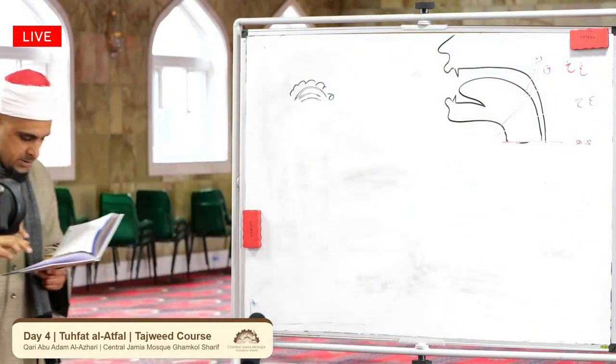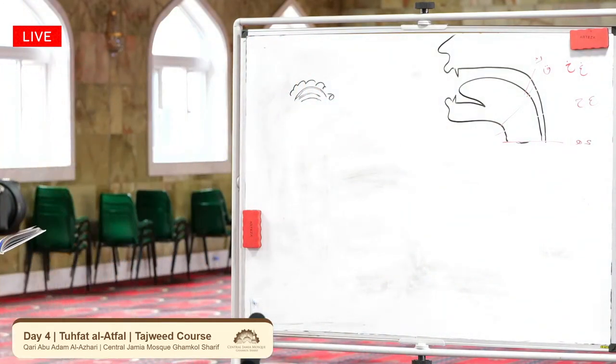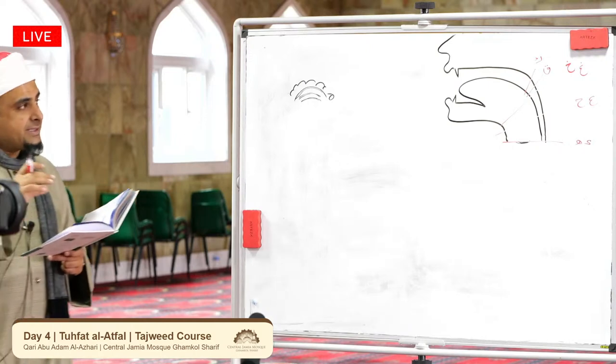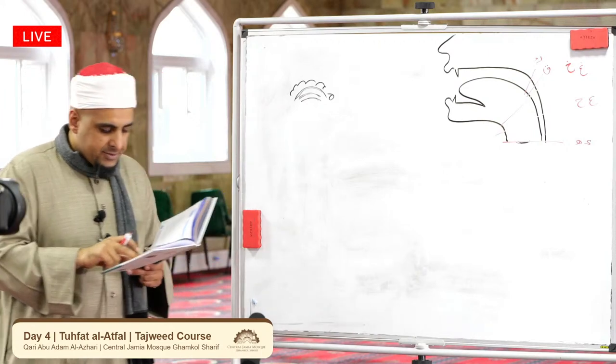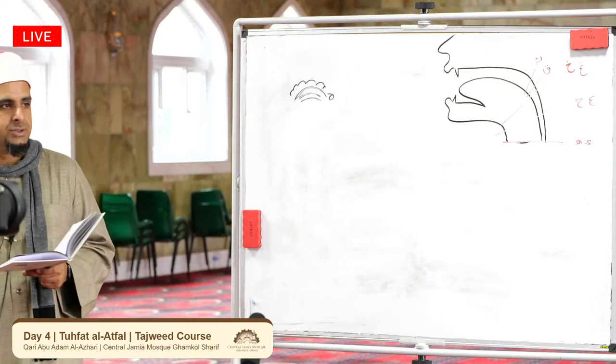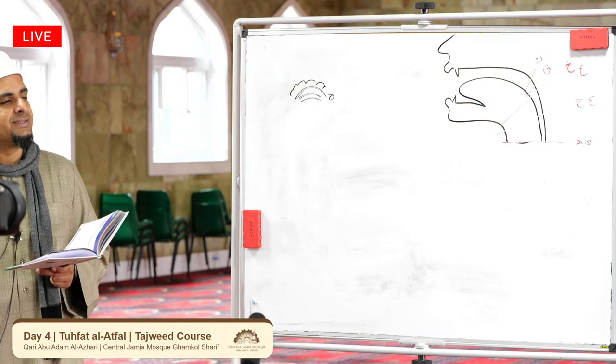Yeah? So you got them both there. Qaf and kaf. Then the next makhraj, wasta al-lisan, number 7. The middle part of the tongue has only one makhraj. One makhraj but three letters.